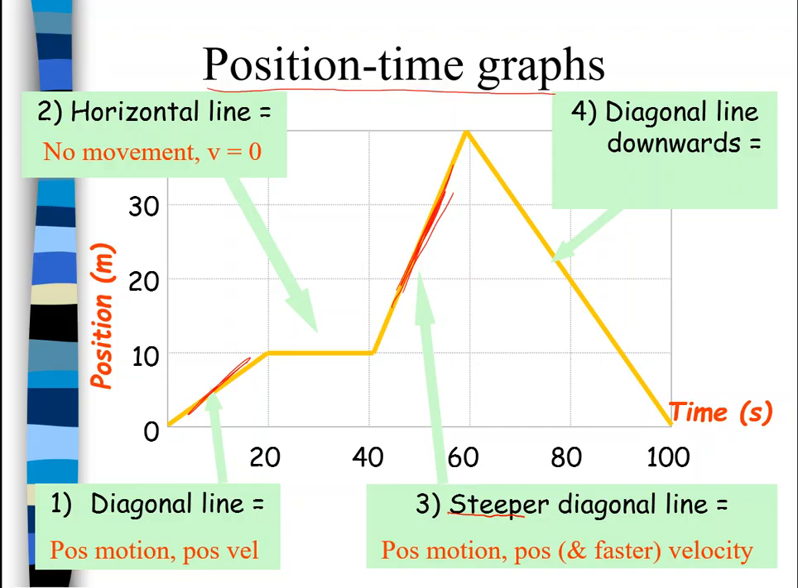So the motion and velocity are positive, but line 3 has a larger velocity than line 1. And then finally, line 4, we're having a diagonal one again. So we have some type of slope, but notice the slope is negative because it's like we're going downhill instead of uphill.